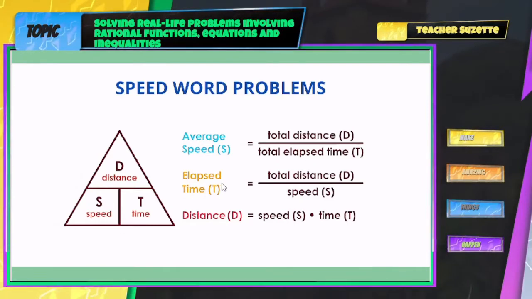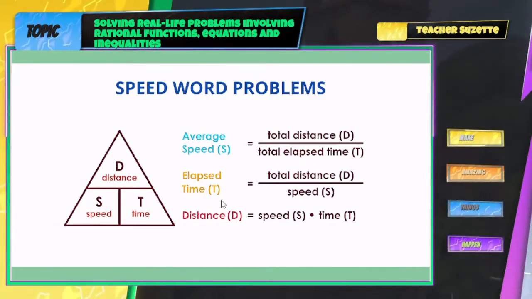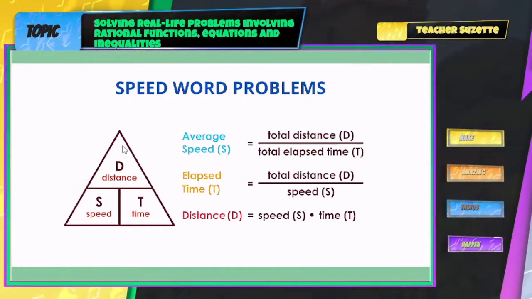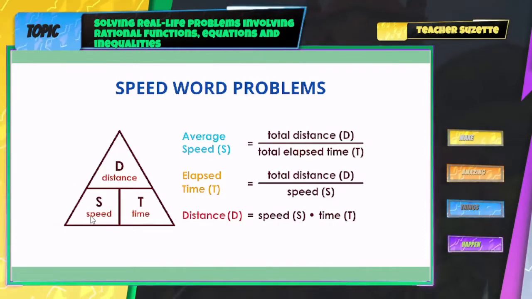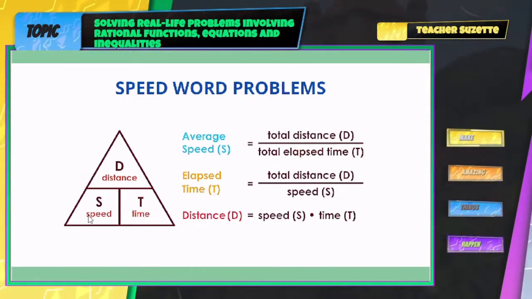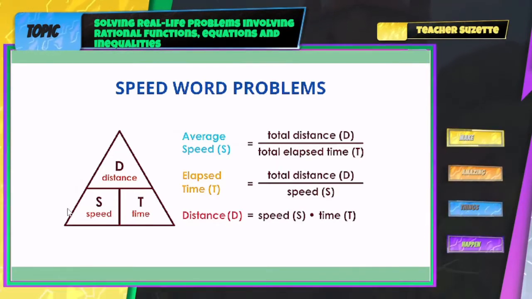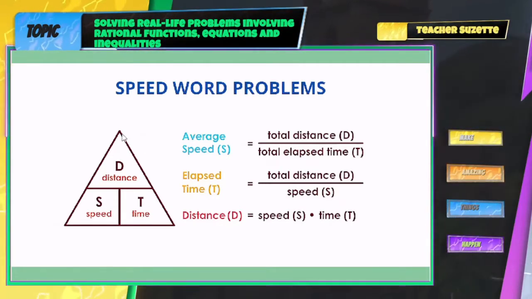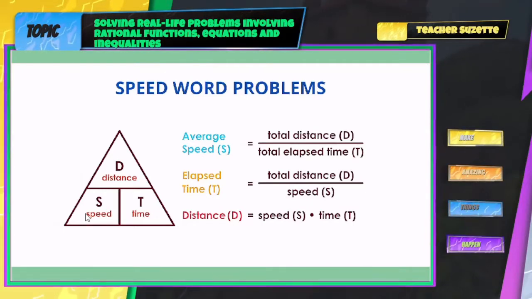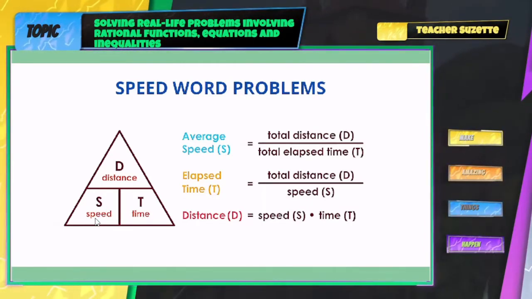Next, when you want to compute for the distance using the speed formula, we use the triangle. It says here, distance is equal to speed and time, which are beside each other. So, that is speed times time. So, let us remember this speed formula or speed triangle so that we can compute our examples for the speed word problem.